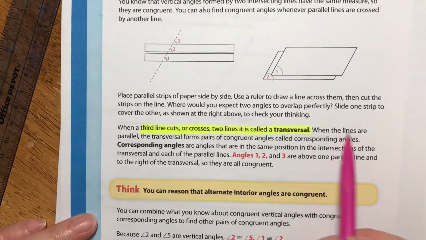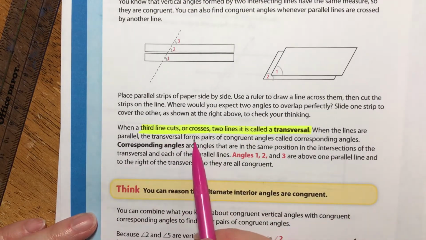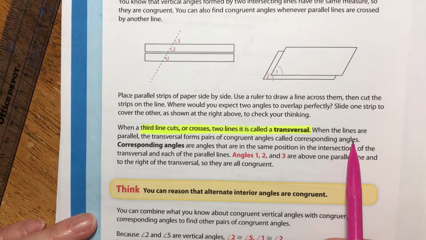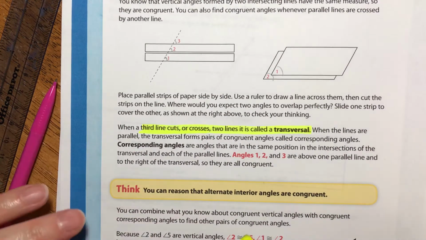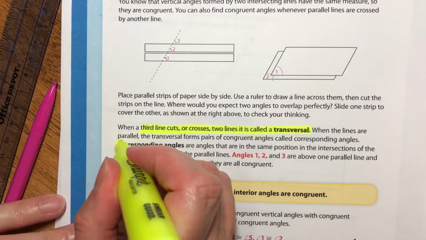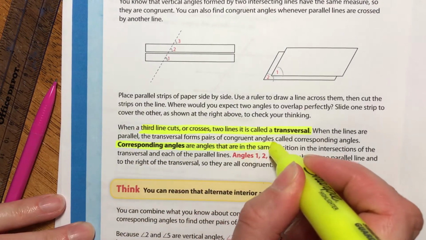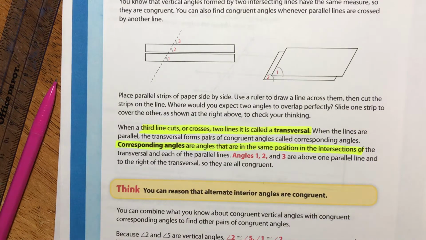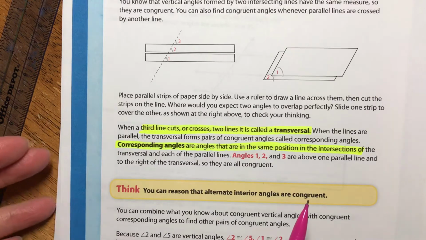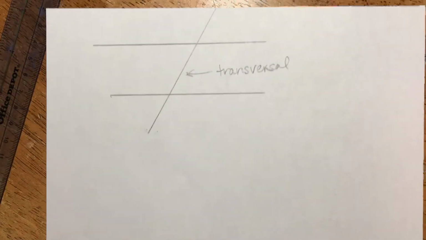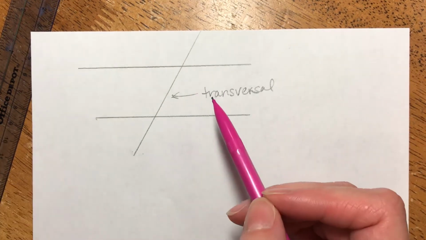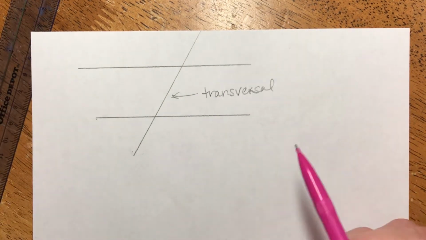When lines are parallel, the transversal forms pairs of congruent angles called corresponding angles. New vocab word, let's highlight it. Corresponding angles are angles that are in the same position in the intersections of the transversal and each of the parallel lines. So let's go to our little picture.